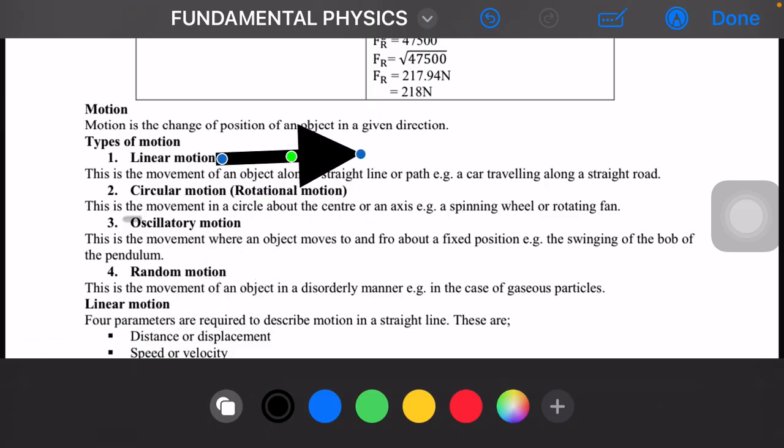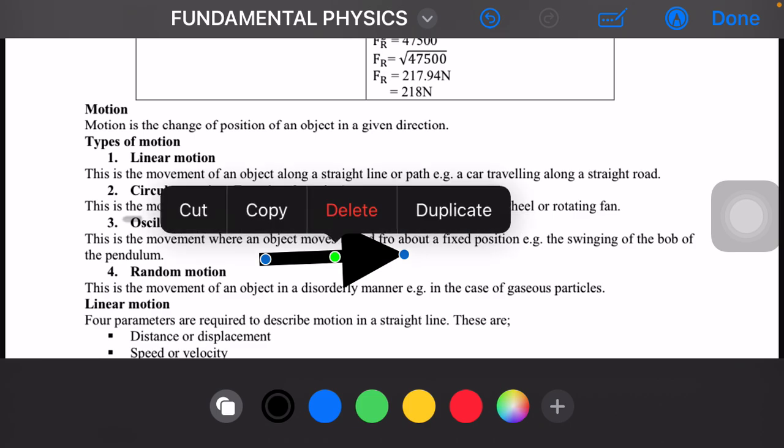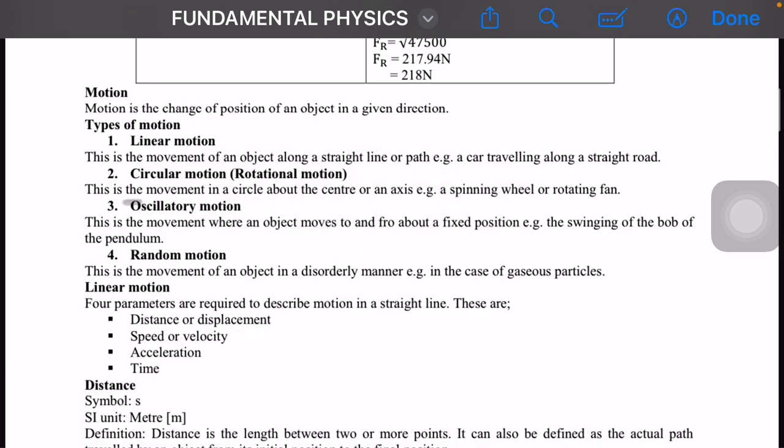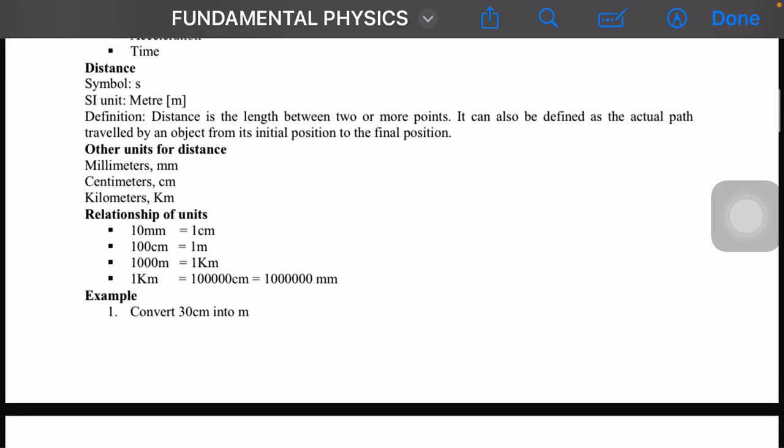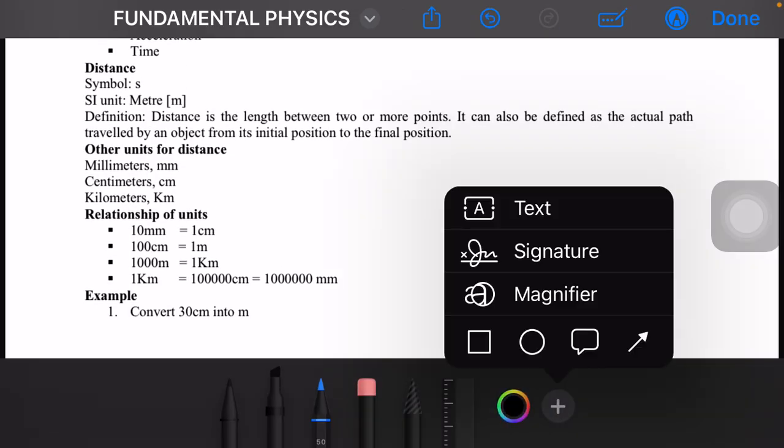So now, in this video, we're going to look specifically at linear motion. Under linear motion, we're going to look at distance and displacement in this video. In the next video, we'll look at speed alone, and in another video, velocity alone. So without any further ado, let's go to the main purpose of this video, which is distance and displacement.